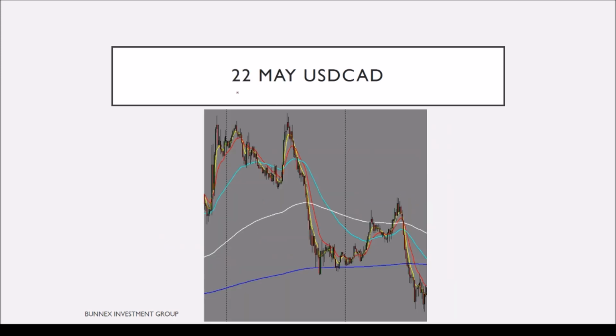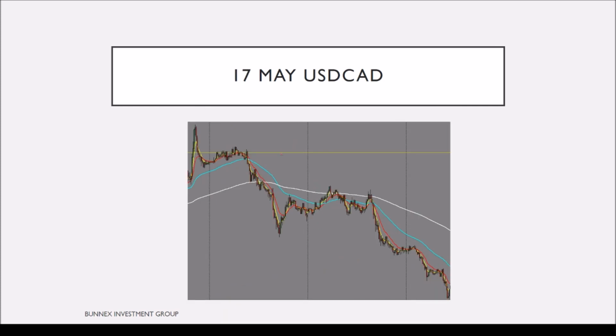Then this was USDCAD for 22 May 2021. We had a 50-200 crossover. After that we had another crossover of 5-13, candlestick closure below or candlestick reversal pattern. At this point was going to be our entry trigger.